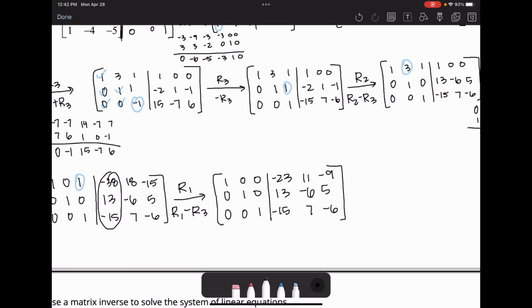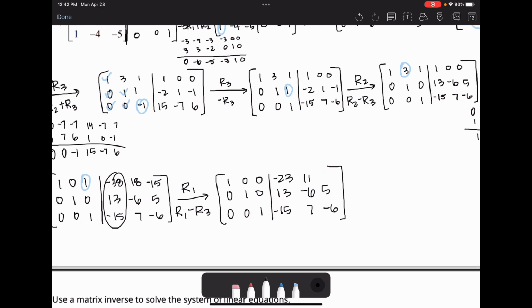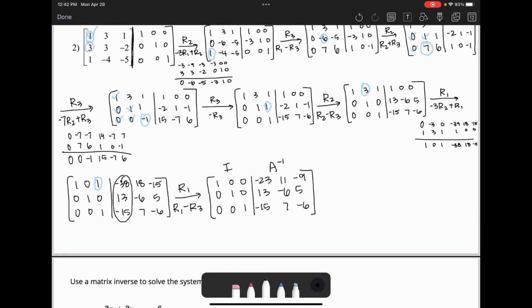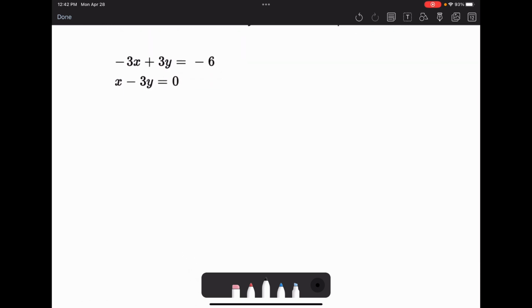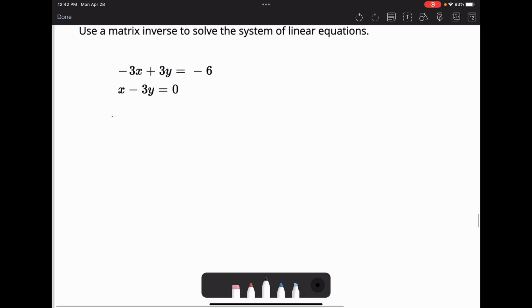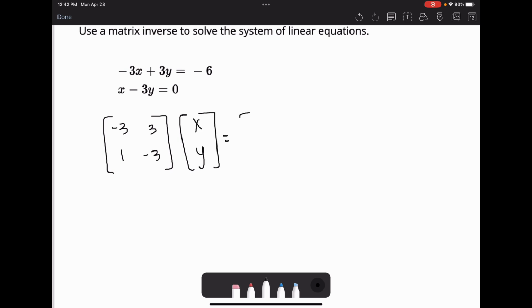Okay. So this is the inverse. This is your identity matrix. So now what do you do once you have the inverse? Once you have the inverse, you can solve the system of equations. So I'm going to put this in matrix form, which just means we're putting the coefficients on the x's in the first column of our matrix, and then the coefficients on the y as the second column. The variables that we're using are x and y, and this is equal to -6, 0, like this.